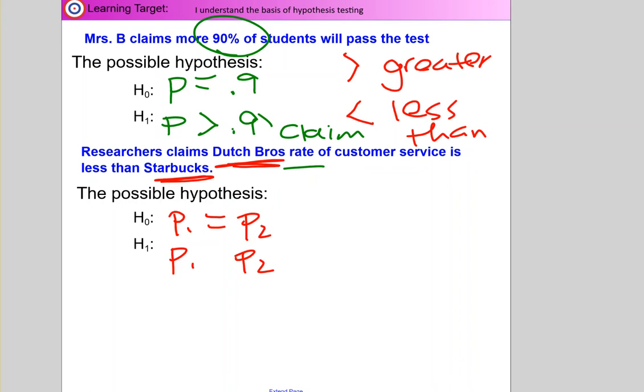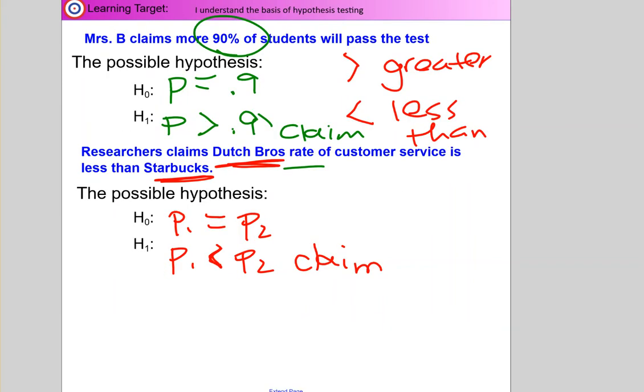Well, that's not the claim being made, right? The claim is that Dutch Bros customer service is less than Starbucks. So because we didn't do our claim in our null hypothesis, we're going to do the claim in the alternative hypothesis here, that P1 is less than P2. Okay, so hopefully we're feeling okay about this.